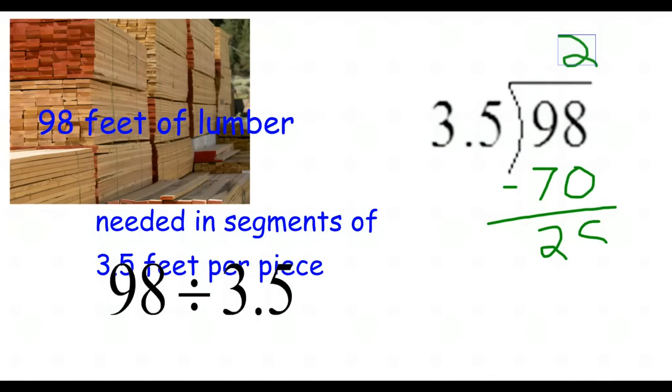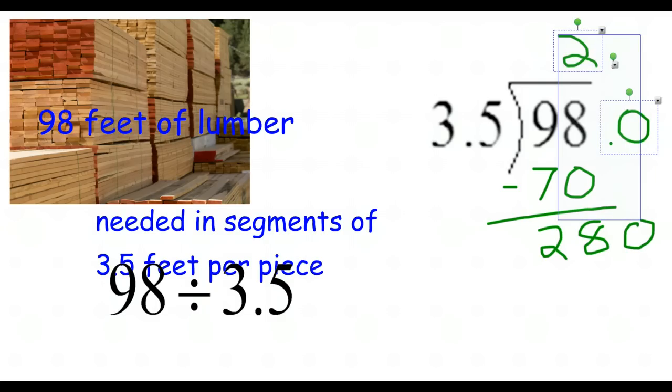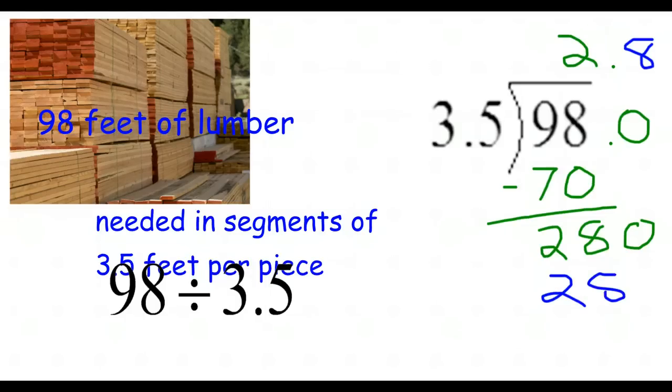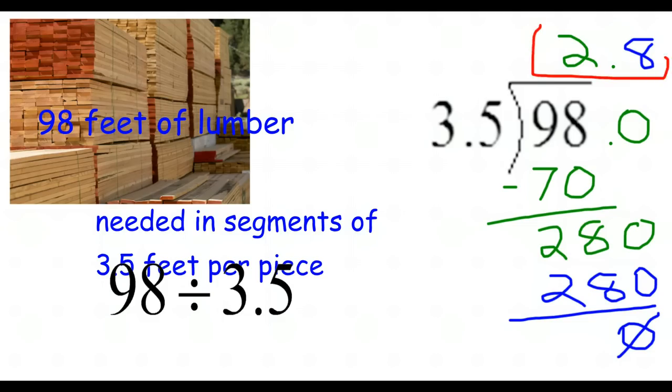98 minus 70 is 28. Bring down a 0, put a decimal point, bring down a 0. And it looks like we should be able to divide 35 into 280 eight times. In fact, we can. 8 times 35 is 280, and we get a 0. So we're done. According to this division, 2.8 pieces of lumber will give us 98 feet.